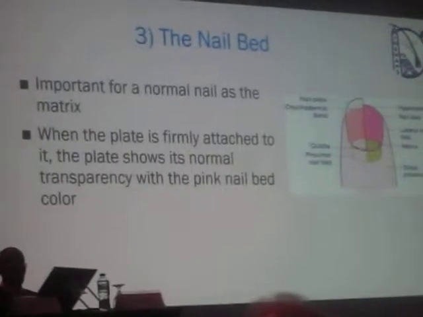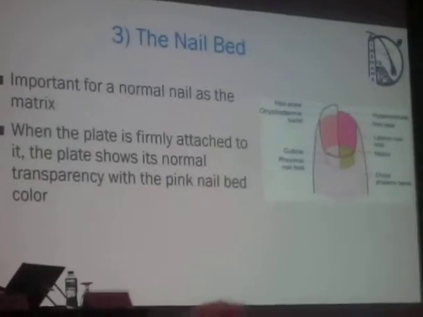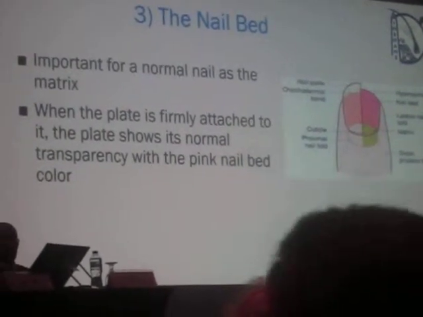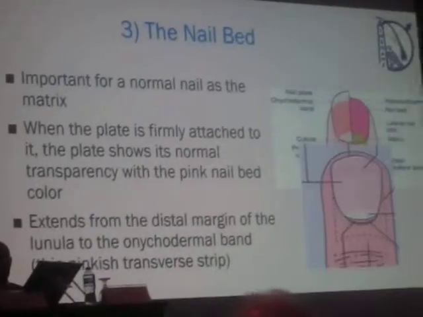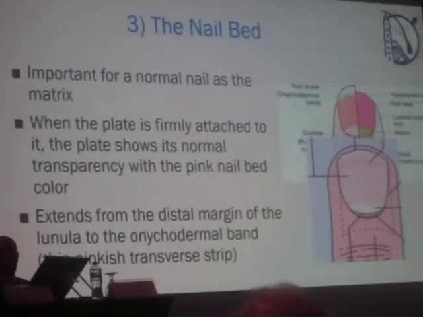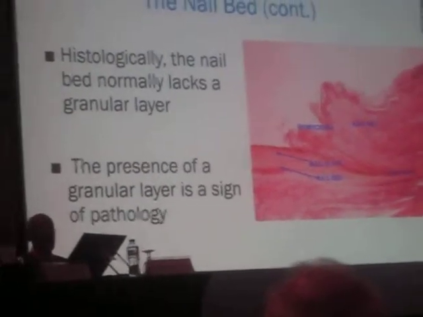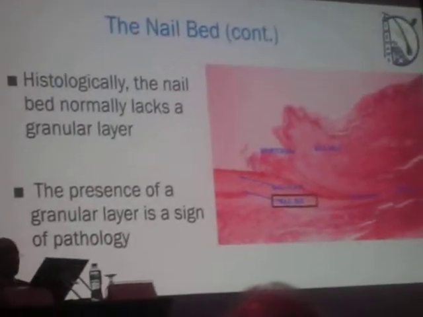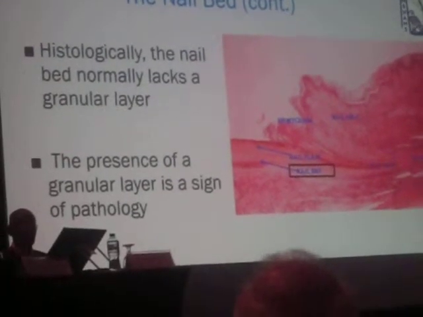Third, the nail bed. It's as important for a nail as the matrix. When the plate is firmly attached to it, the plate shows its normal transparency with the pink nail bed appearance. It extends from the distal margin of the lunula to the onychodermal band, as shown in the arrow. Histologically, the nail bed normally lacks a granular layer. However, the presence of a granular layer is a sign of pathology.